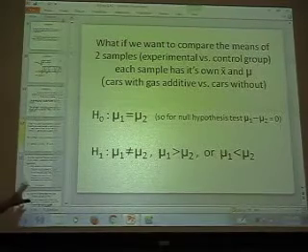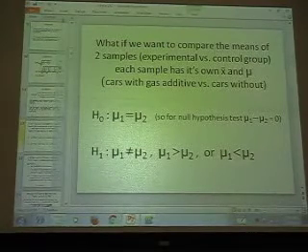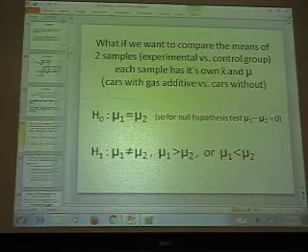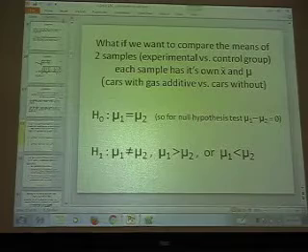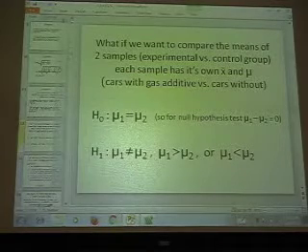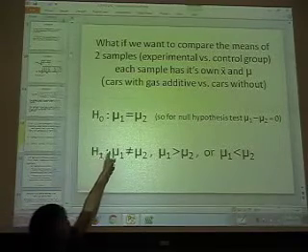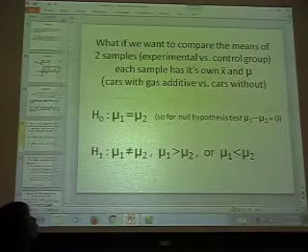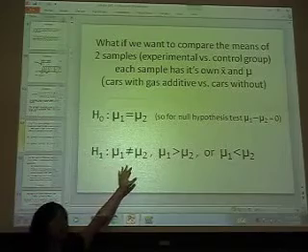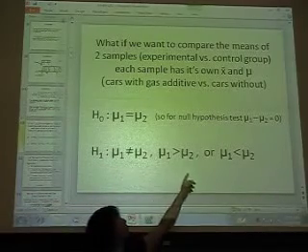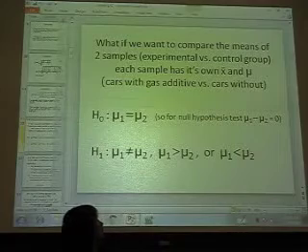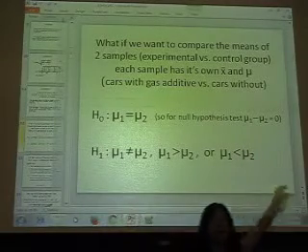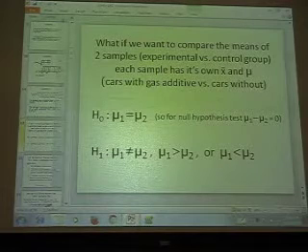Now we're going to talk about the other thing we talked about last class, which is comparing the means of two samples, experimental versus control group, or just two samples. Here, H naught is always going to be that the mu's are equal, so mu1 equals mu2. H1 will either be that they're not equal, or that mu1 is greater than mu2, or that mu1 is less than mu2. Always.